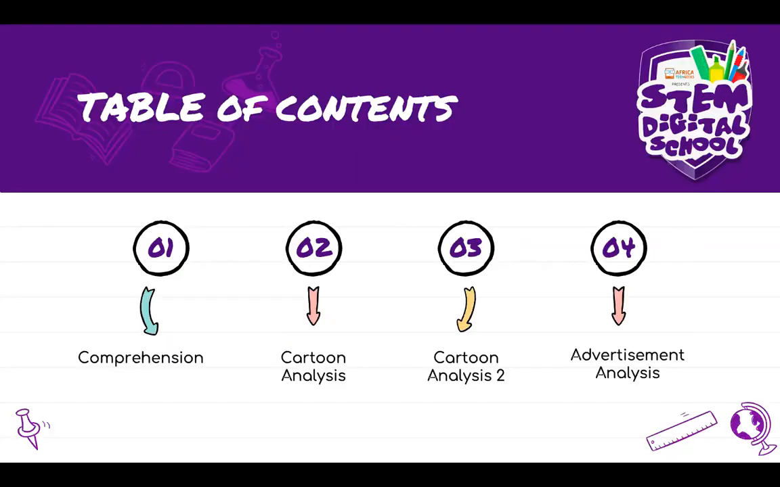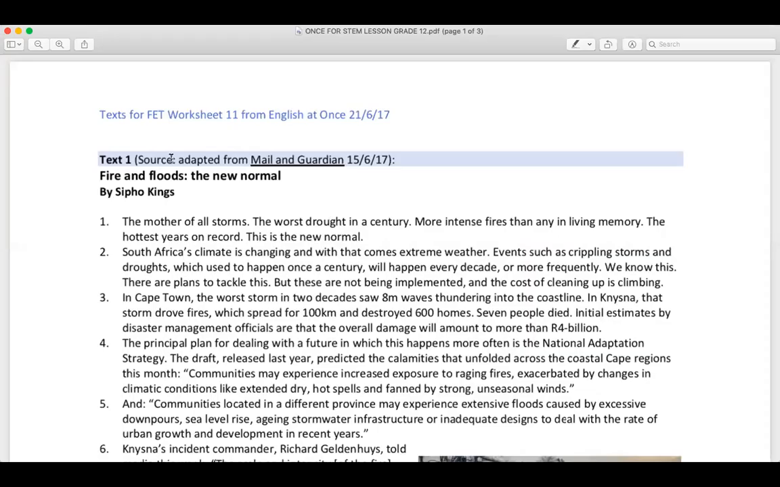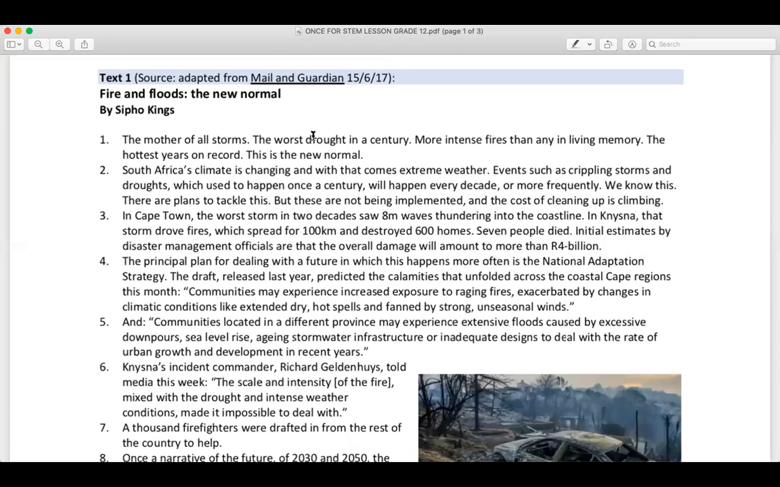Okay, let's go and read the comprehension. Just to give some credit, this source is adapted from the Mail and Guardian on the 15th of June 2017, and it's a text worksheet for FET. It's worksheet 11 from English at Once. Also, just to give some credit there, very lovely friends of mine. Fire and Floods: The New Normal by Sipho Kings.